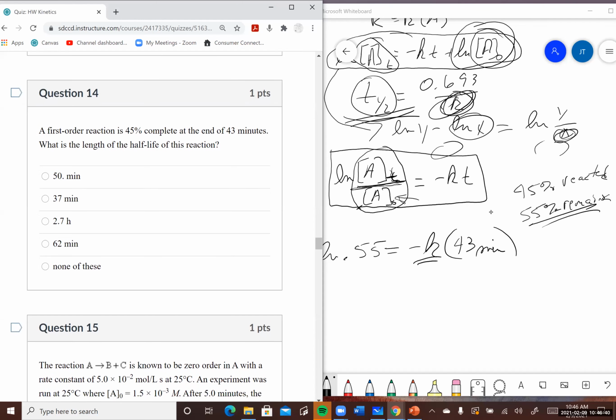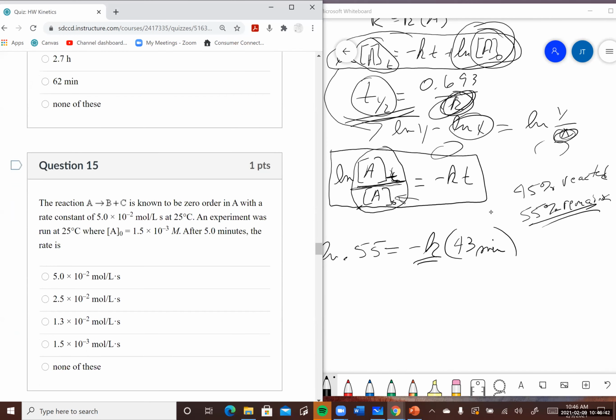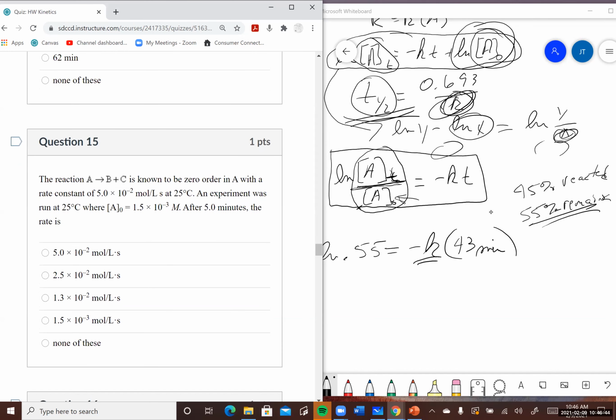All right, so that's the kind of stuff you're about to get into now. How exciting is this? Here we have reaction A goes to B and C, known to be 0th order in A with a rate constant of that at that temperature. An experiment was run at that temperature where we have an initial amount of the A. After 5.0 minutes, the rate is.